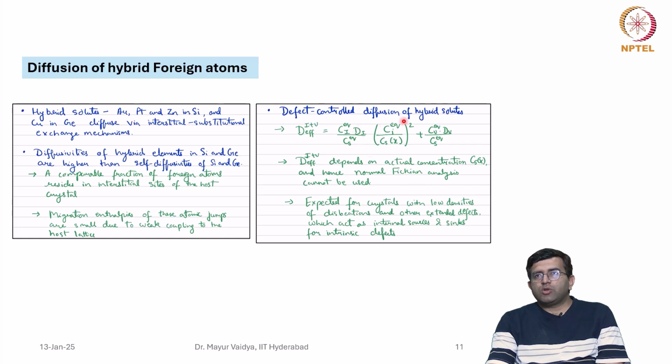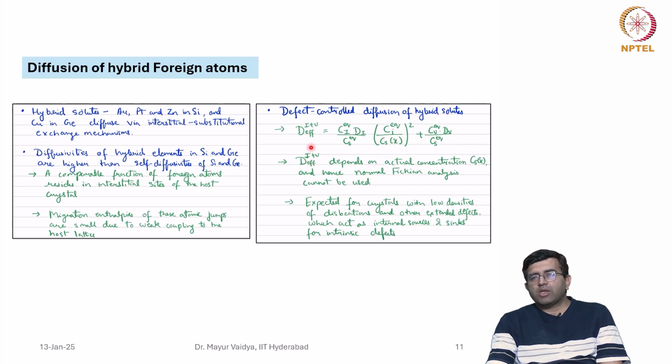So, for the defect controlled diffusion of hybrid solutes, the effective diffusivity when both self interstitials and vacancies are involved is given as Ci equilibrium Di by Cs equilibrium, into (Ci equilibrium by Cs(x)) whole square, plus Cv equilibrium by Cs equilibrium into Dv. So, this is Cs of x.